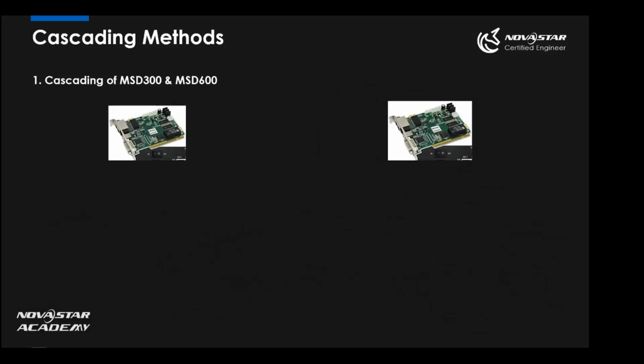It's called MSD300 and MSD600. This is the most basic product of sending card. We can see it only has a card without a box. How can we cascade the sending card like this? We will use this kind of cable. You will get it in the package when you buy the product.